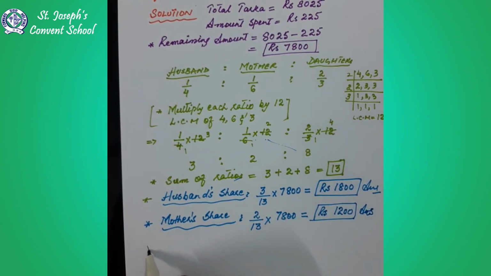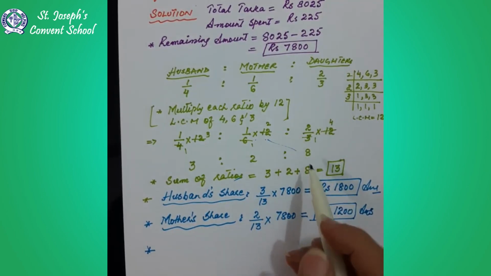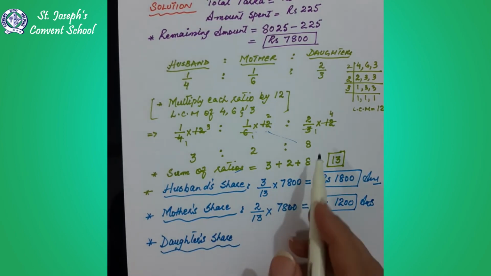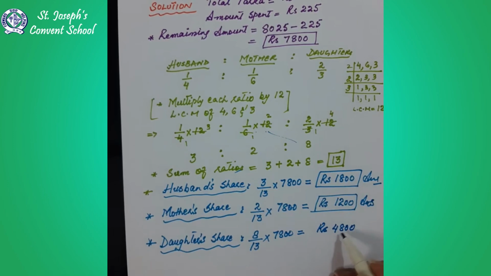Now third is the daughter's share. Let's find the daughter's share. The daughter's share is 8 divided by 13 into the remaining amount. So 8 multiplied by 7800 divided by 13, you will get rupees 4800.